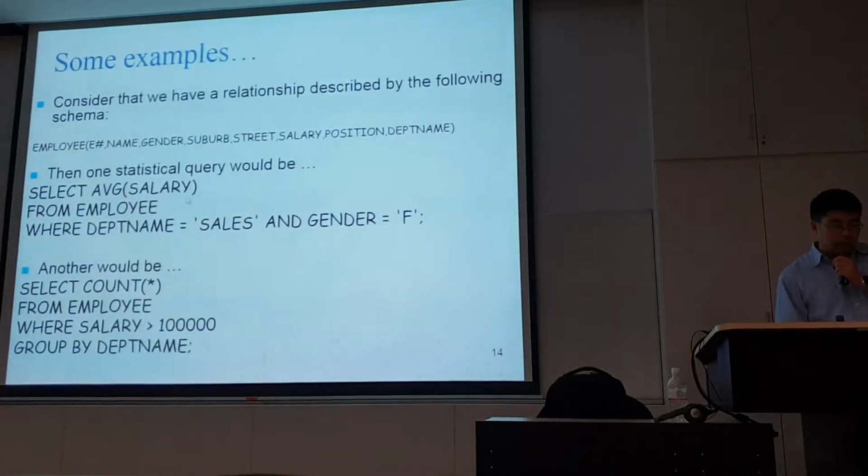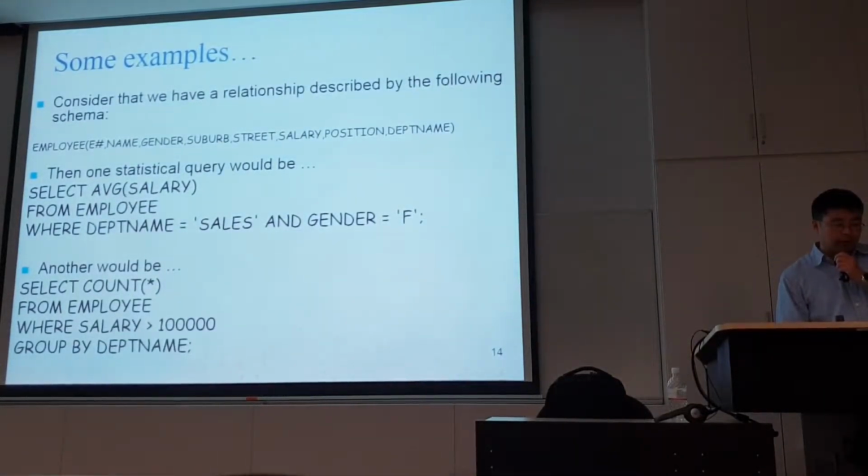So now this is a statistical query. Select the average salary from employee for a particular department, where department equals sales and gender equals female. Then it will calculate the average salary. Of course, I said average is usually less sensitive, but depending on the situation, say in this department there is only one female employee, then the average or the sum essentially discloses the exact salary of that employee, right?